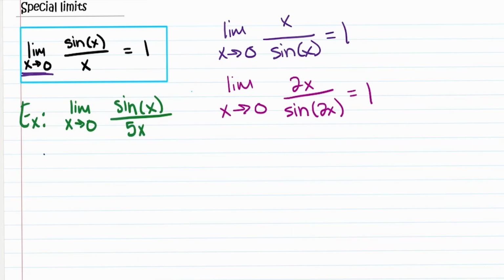Now let's do it together. So the limit as x approaches 0 of sine x over 5x is pretty close to the right format we need to apply our special limit. The only issue is that we have a 5 down here and we don't have a 5 up here. So what we can do is divide out that 5 as 1/5 and then take the limit of sine x over x. So let's go ahead and do that.